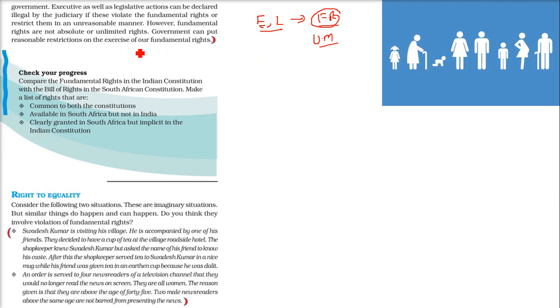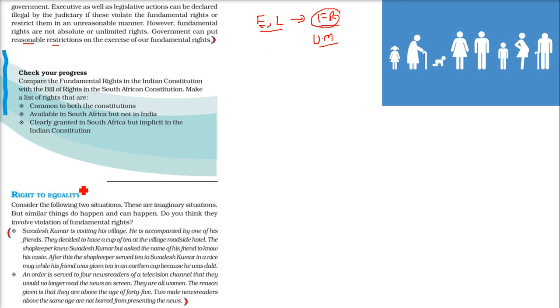But there are certain things. If some extreme condition is there, or you can say some emergency condition is there, the government can put reasonable restrictions on the exercise of our fundamental rights. But this is only when there is a reasonable requirement, something which is an emergency condition. Only then can these fundamental rights be restricted by the government.